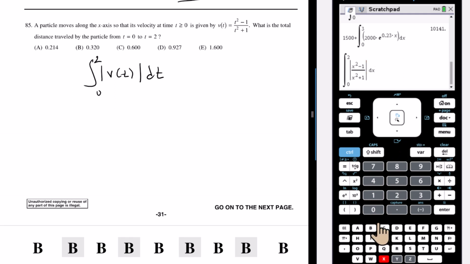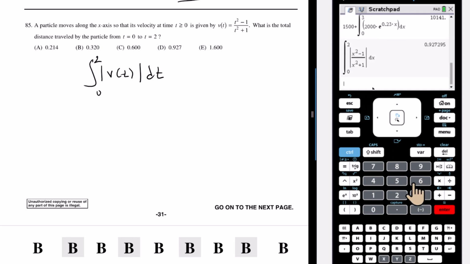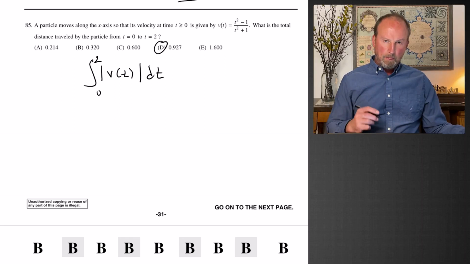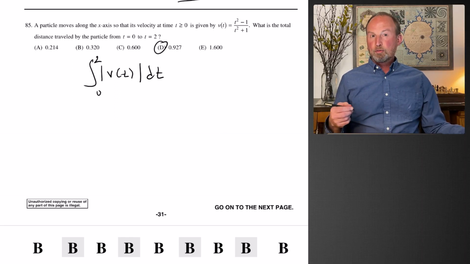All right, we are integrating the absolute value of my velocity equation with respect to x from 0 to 2. Hit enter, and I get 0.927. Looks like letter D. Yep, letter D. Pretty straightforward question. It took us a little bit of time because I talked through a lot of stuff, but it's a pretty straightforward question.